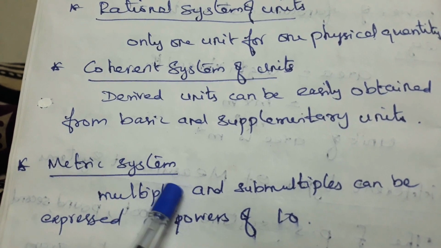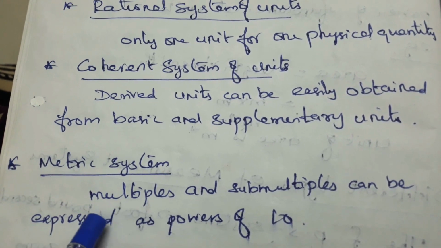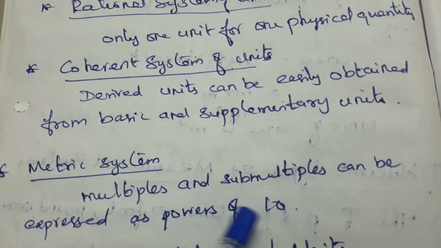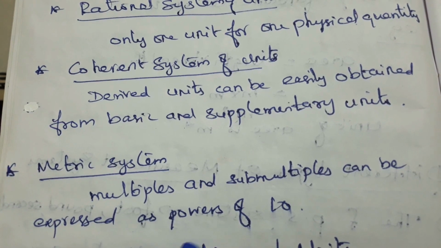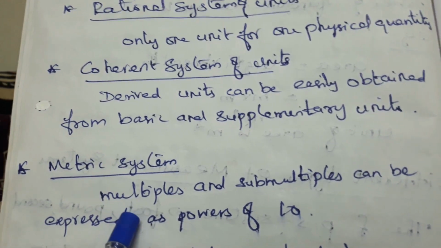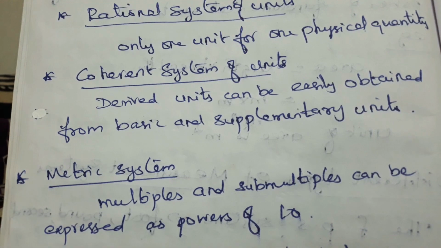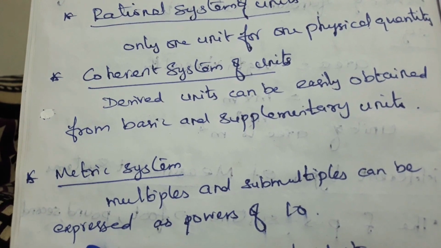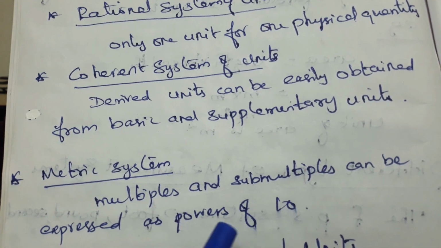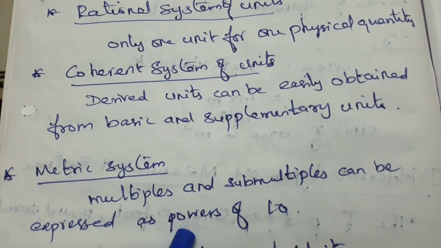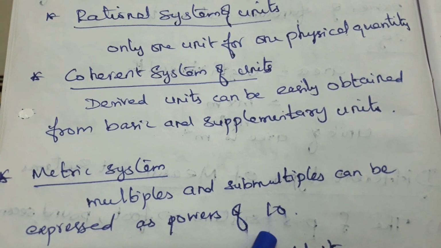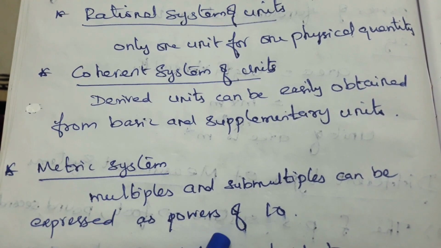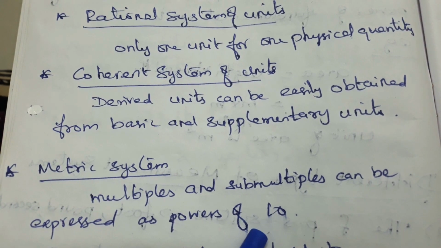Metric system. What is the metric system? It means that multiples and submultiples can be expressed as powers of 10. This is the metric system. That is powers of 10: 10 power 2, 10 power 3, 10 power 5, 10 power 6. Multiples and submultiples can be expressed as powers of 10 in this system of units.